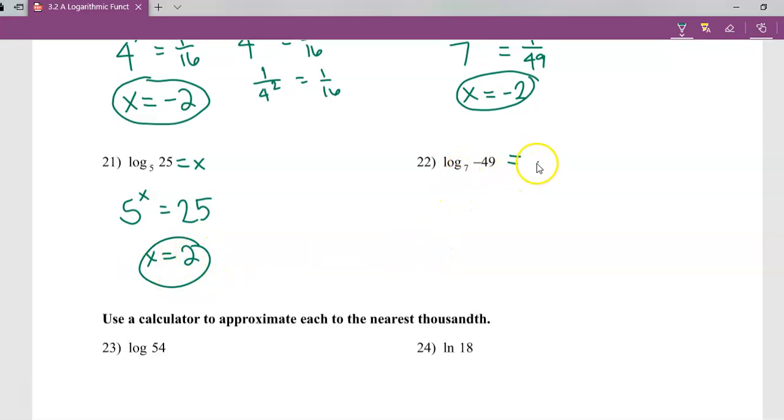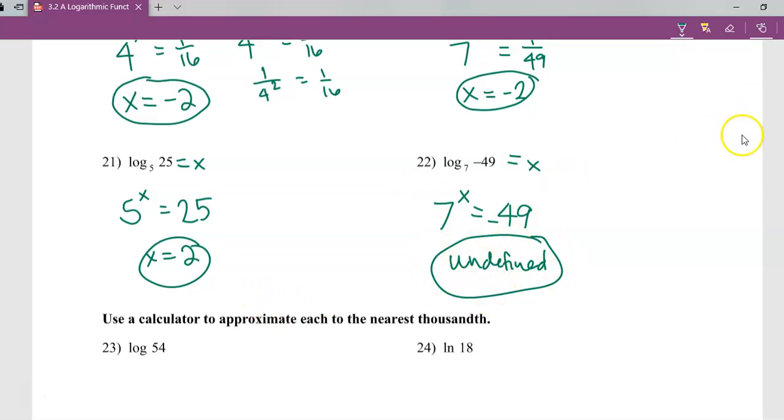On this one, 7 to the x power equals negative 49. All right, so I know that if x is 2, that would give me 7 squared, which is equal to positive 49, not negative 49. And I know if I changed x to negative 2, that would just give me 1 over 49. So on this one, there's actually no exponent I can raise 7 to in order to get negative 49, right? It's either going to be positive 49 or 1 over 49, but it's not going to become negative. So this one is actually undefined.